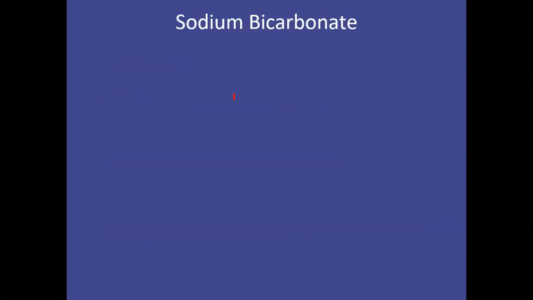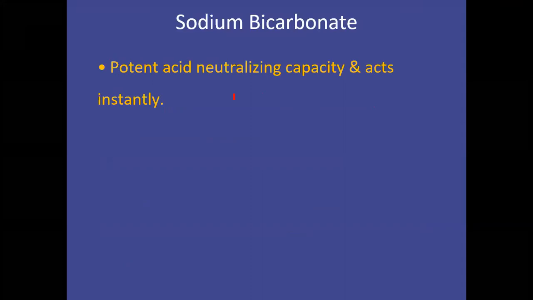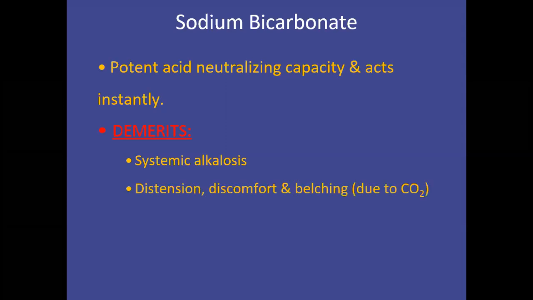Sodium bicarbonate is a systemic antacid with potent acid neutralizing capacity, and it acts instantly, right away. If you have heartburn or some hyperacidity symptom, you take sodium bicarbonate and within a minute the acid will be neutralized. But there are some demerits. It's very quick, but since it is systemic, it enters into the systemic circulation and may cause systemic alkalosis. It interferes with the pH of the body fluids, especially the blood. And it may cause distension, discomfort, and belching due to excessive carbon dioxide production.